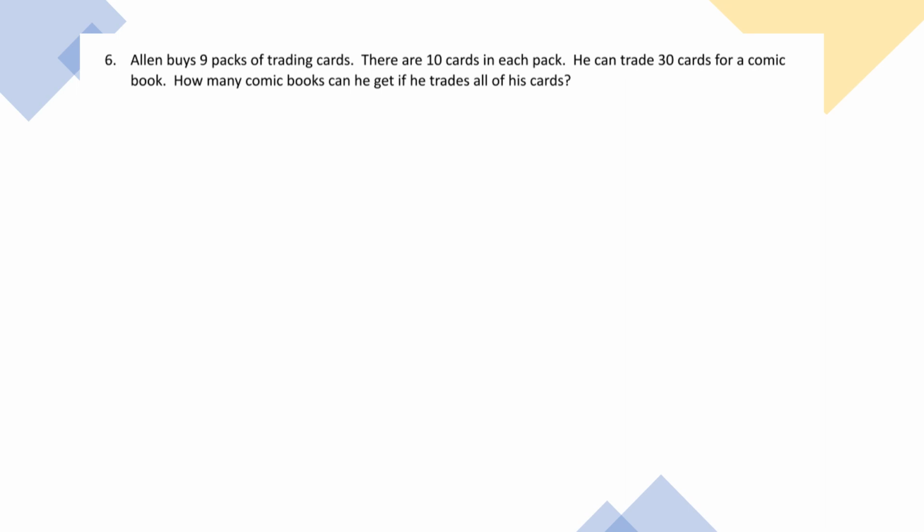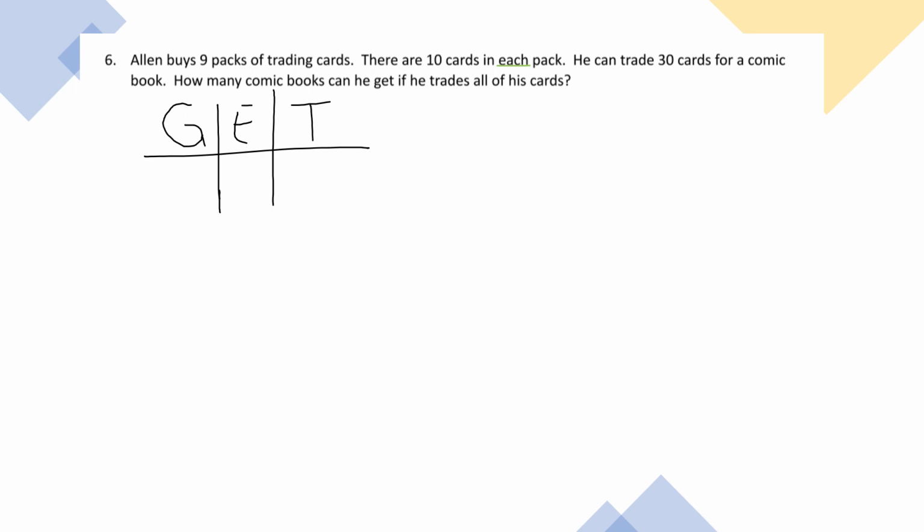All right. It says Alan buys 9 packs of trading cards. There are 10 cards in each pack. I see the word each. He can trade 30 cards for a comic book. How many comic books can he get if he trades all of his cards? Well, I see the word each, so let me go ahead and write my get chart. Then I can figure out what exactly I have and what exactly I need.